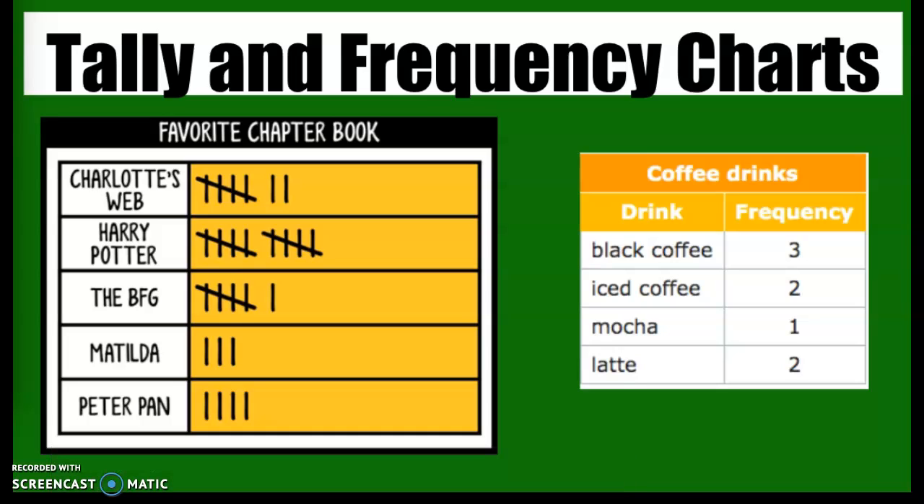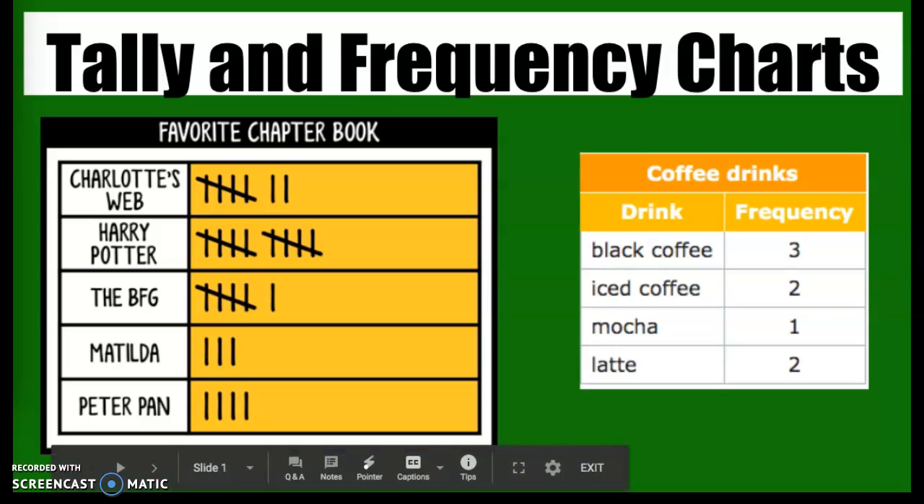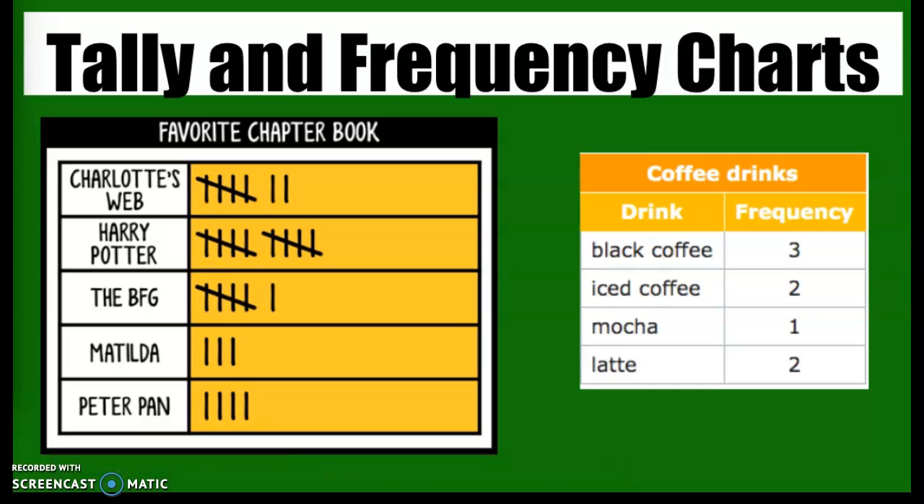A frequency chart is a little bit different because it doesn't use tally marks. It just uses numbers. And so oftentimes you might have pictures that you create a frequency chart from. In this case, it's favorite coffee drinks. And so on the left, you can see the drinks. There's black coffee, iced coffee, mocha, and latte. And then the frequency is how often did somebody choose that. It's kind of like a tally mark, except just the number.